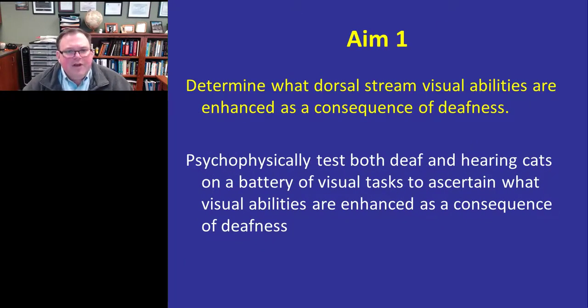Okay, so the first aim is to determine what dorsal stream visual abilities may be enhanced as a consequence of deafness. To do this, we're going to psychophysically test both deaf and hearing cats on a battery of visual tasks to ascertain what visual abilities are actually enhanced as a consequence of deafness.